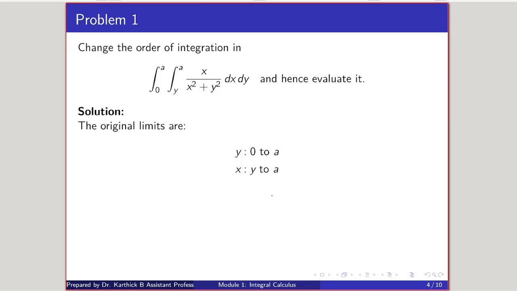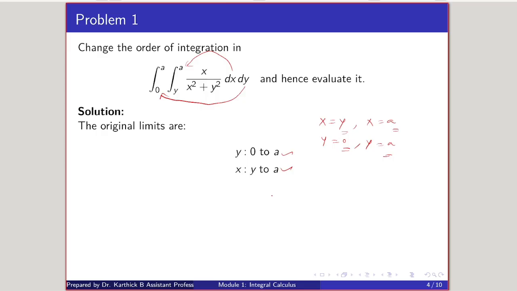So here the limit of x varies from y to a. So x is varying from y to a, and y varies from 0 to a. So y varies from 0 to a is the given limit, which we call the original limit, and x varies from y to a. So with this we want to draw a graph.